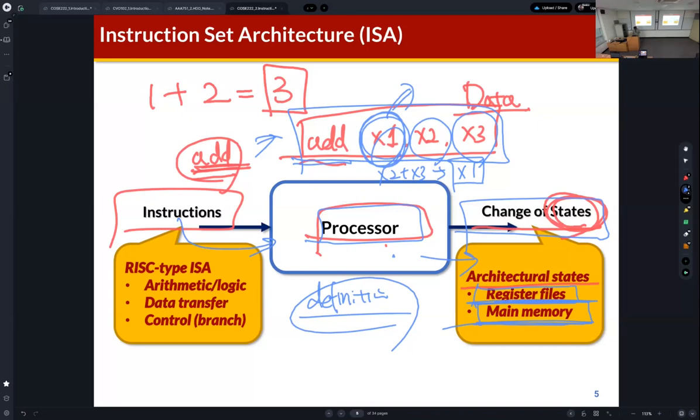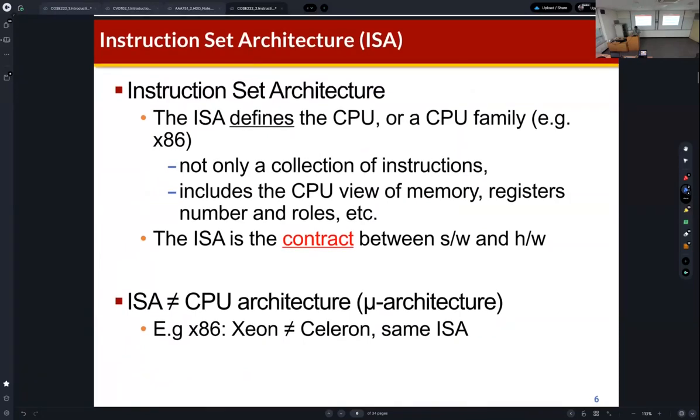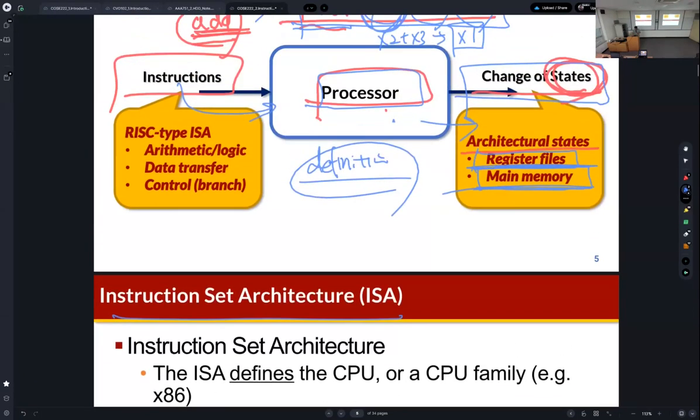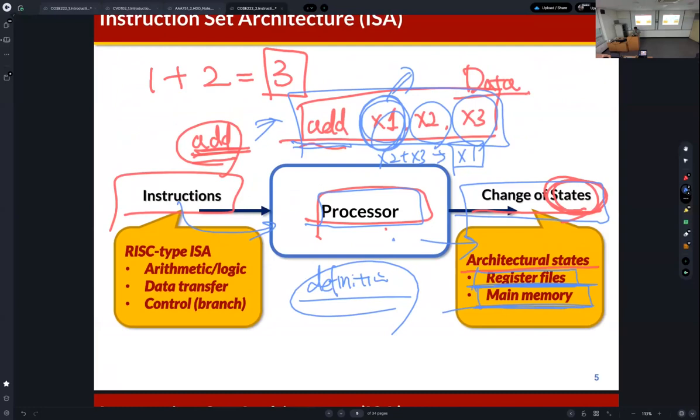So, what is an instruction set architecture, like ISA? So this is the ISA instruction. Then what is an ISA, instruction set architecture?